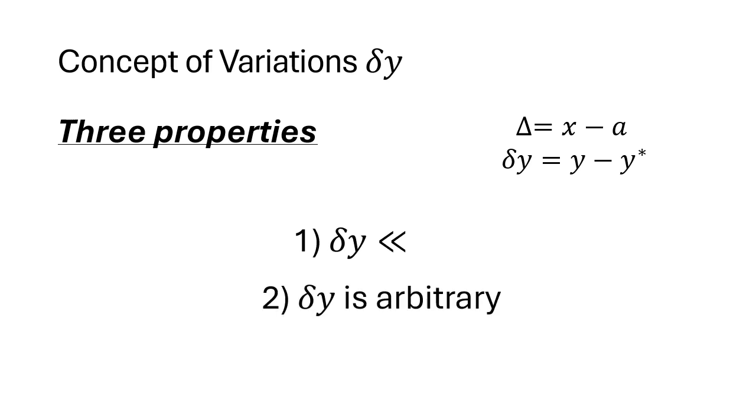Second, delta y should be arbitrary. This means that delta y can take so many small values near 0. Remember that delta y is small but it is not 0. Remember also that delta y cannot be assigned a specific value.